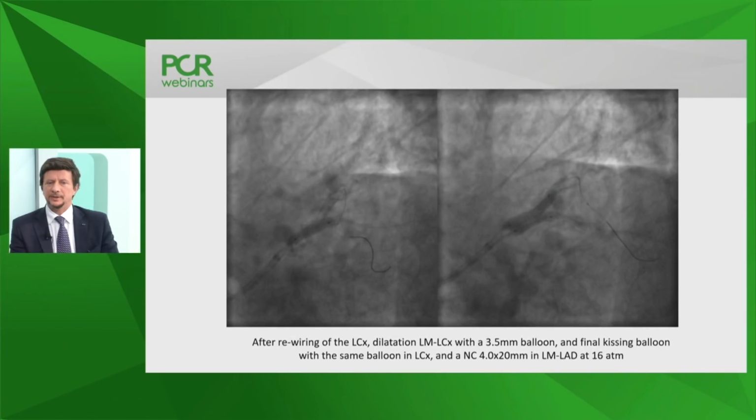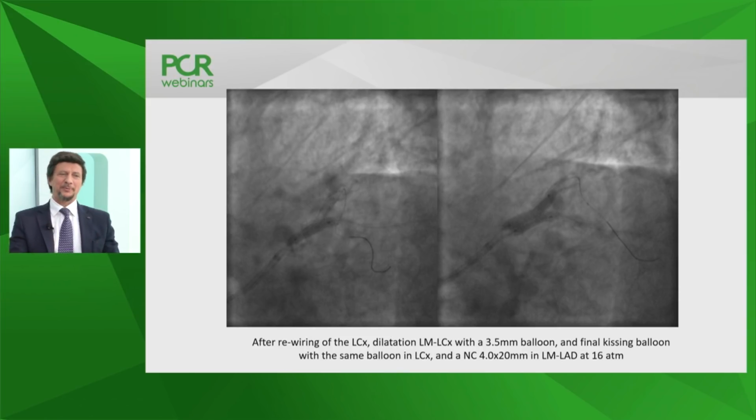Okay, let's see what Flavio did. Tell us what you did. I agree that the ostial LAD is underexpanded, and what I did was a kissing with a 4.0 non-compliant balloon on the LAD and a 3.5 on the circumflex. And this is at a relatively high pressure, which is 16.